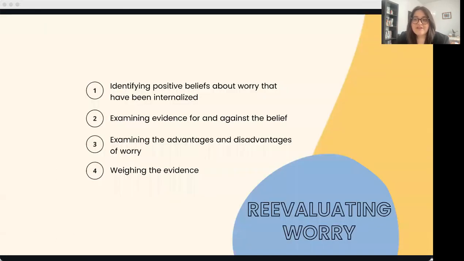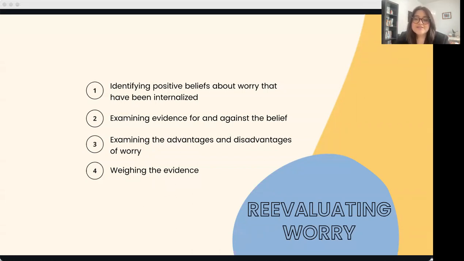The second step to treatment involves the reevaluation of the function of worrying in one's life. There are 4 steps to this process. The first is identifying any positive beliefs about worry that one may hold. Once those positive beliefs are identified, we can then weigh evidence for and evidence against the belief. We then need to evaluate the advantages and disadvantages of worrying in someone's life. Once we have gathered all of that evidence, we're then able to weigh it, right? Do we see that the evidence supports my belief or does it contradict it?